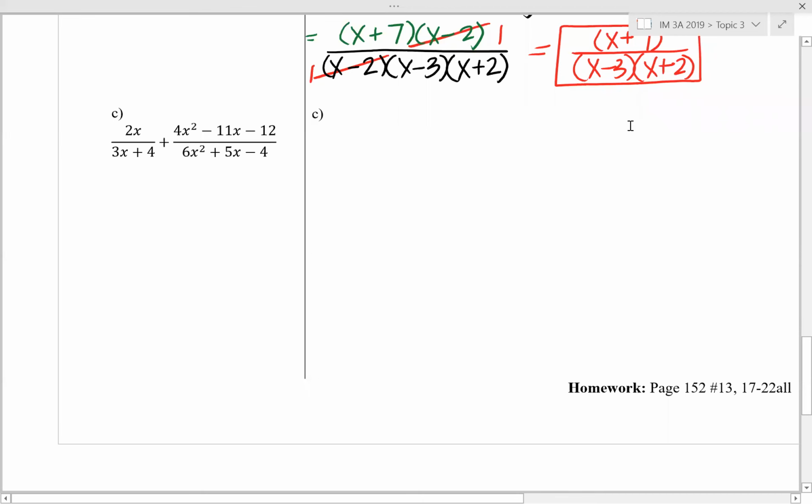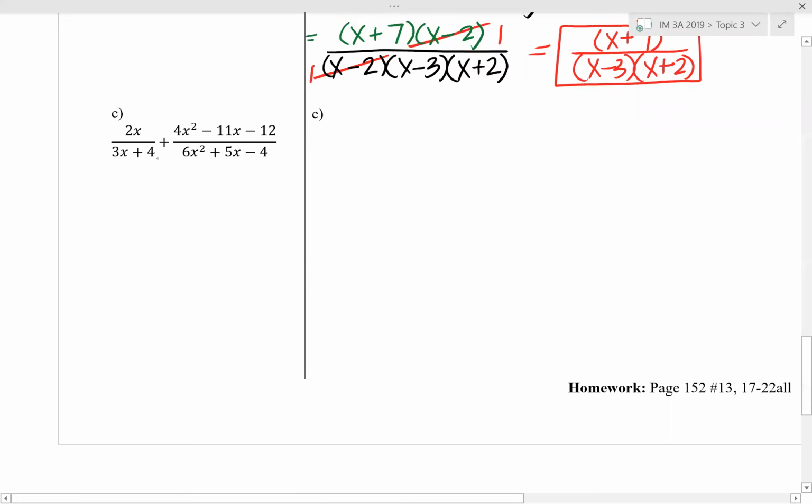In this video, we're going to add rational expressions. So when we're adding rational expressions, we want to first factor any denominators that we can. So we're looking just at the denominators. Our first denominator is 3x plus 4. Those terms do not have a common factor. So 3x plus 4 is something that we cannot simplify.